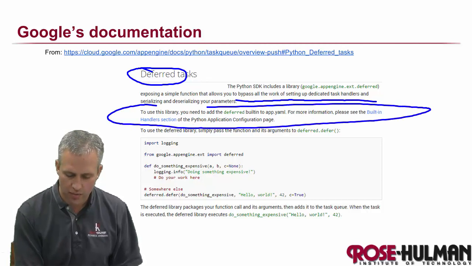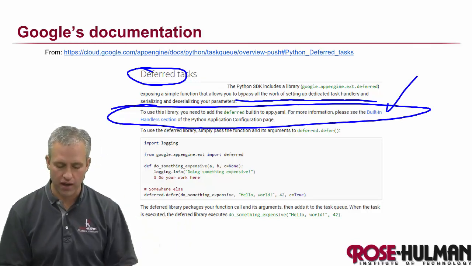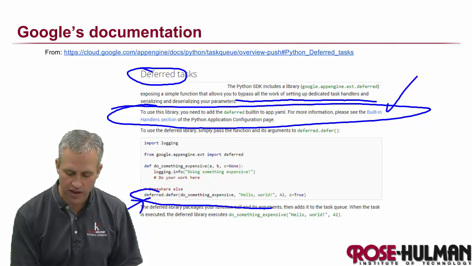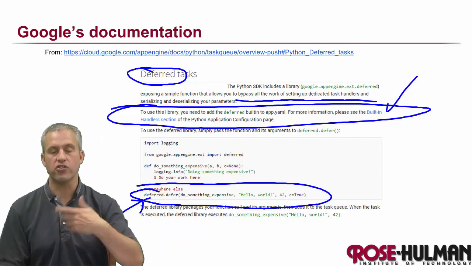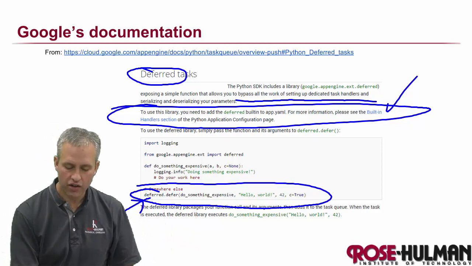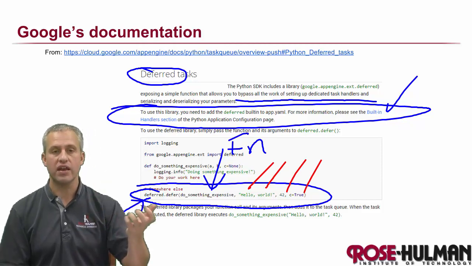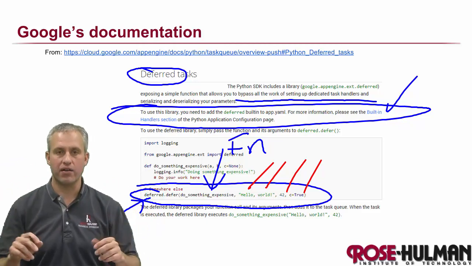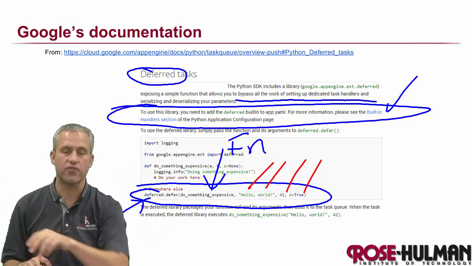If you want to use this library, you have to add something to your app.yaml, which we will do. And then what you just have to do is say deferred.defer. So in the deferred package, call the function defer. And literally what you do is you pass it the function, and then you pass it any arguments that go to that function, and then it takes care of doing it in a background thread, right? It's not really a background thread. It's really just sending off that task of work and doing it in a different call.